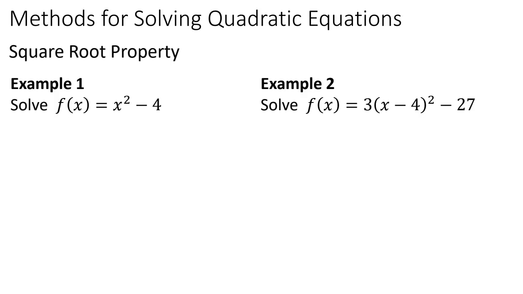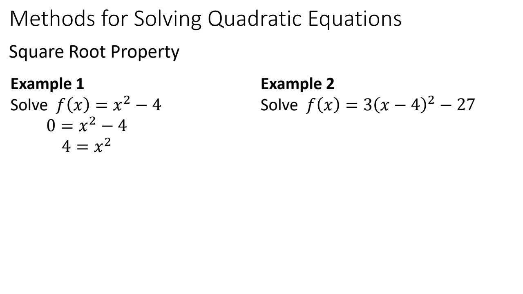Let's first demonstrate the square root property if it's possible. In example one, it says solve f of x. When they're asking us to solve, they're really asking us to find the x-intercepts. So for this first one, I'm going to set y equal to 0. Here you see that I can do my square root property because I'm able to solve for x. The first thing I'm going to do is add 4 on both sides, and I get 4 is equal to x squared. Now I'm going to take the square root of both sides.